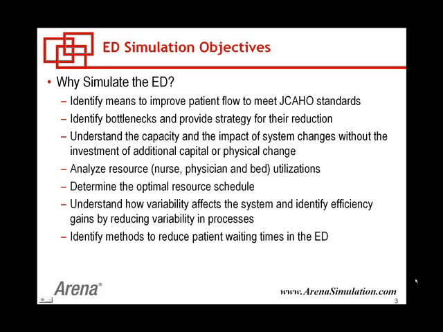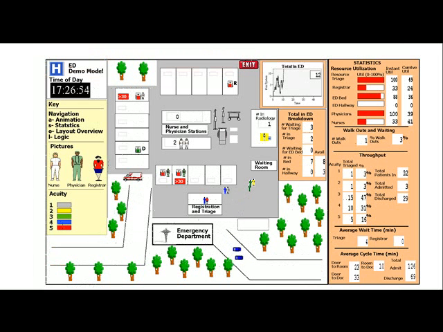Identify means to reduce patient waiting times. Plan for future growth strategies. There are many changes that can be made to your system. Use simulation to confidently make the right decisions during the design phase of your project. Once there is a reason for a simulation project, the next step is to understand the process flow.